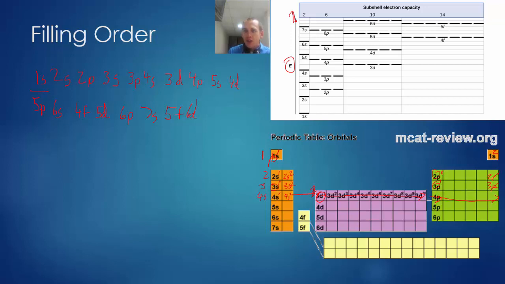So then we fill all the way through here, and then we start over at 5s. And from 5s we go to 4d. Remember, we're still just one back. 4d fills and we end up at 5p. 5p fills and we end up at 6s.